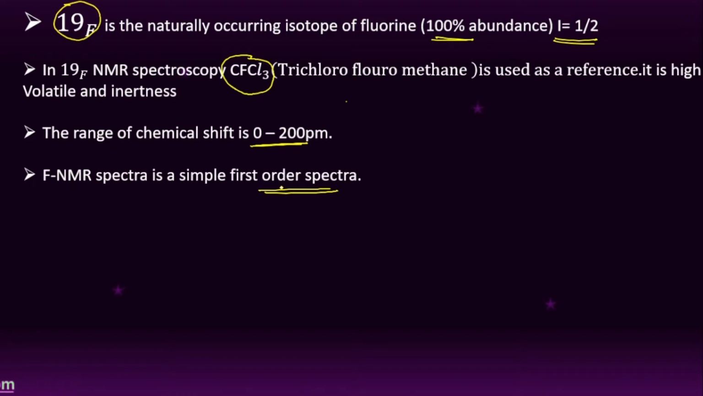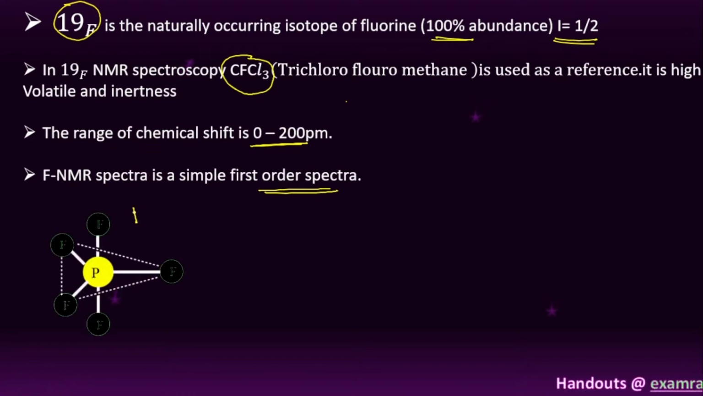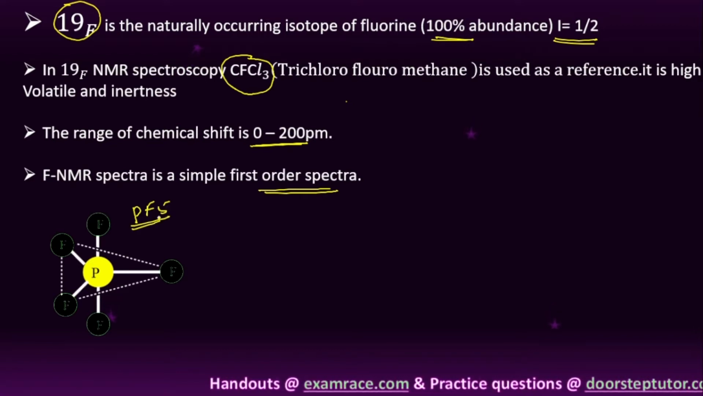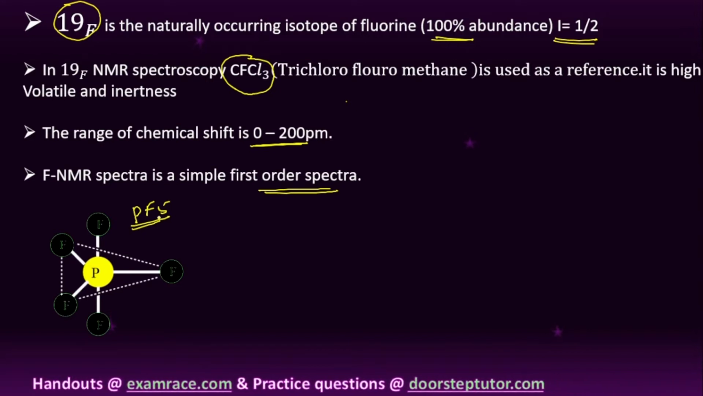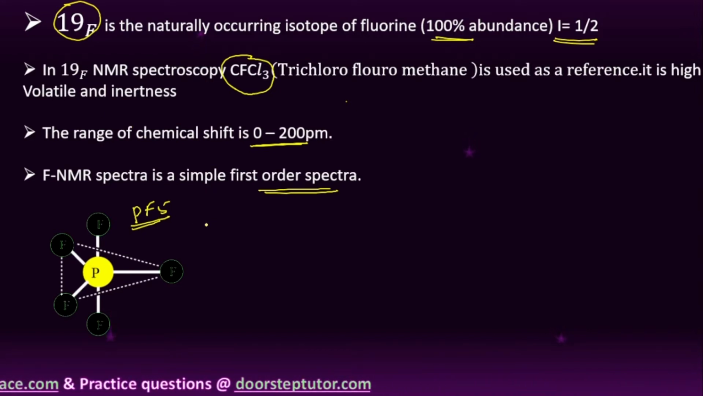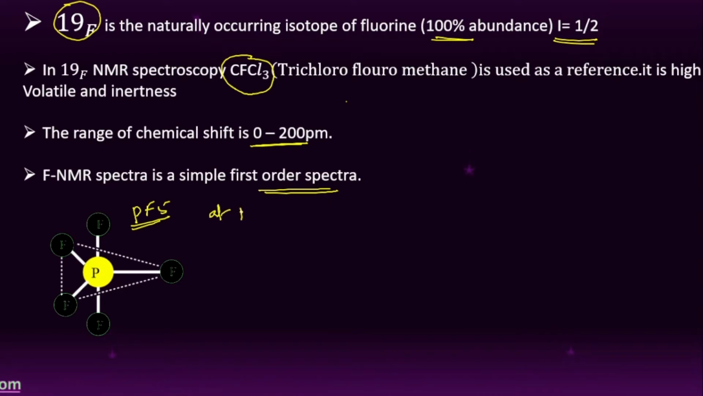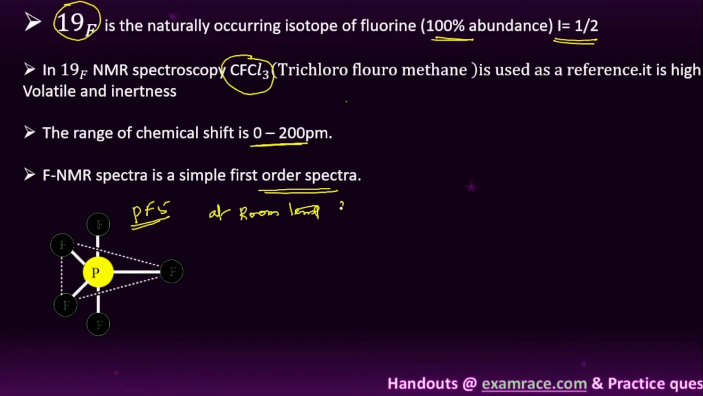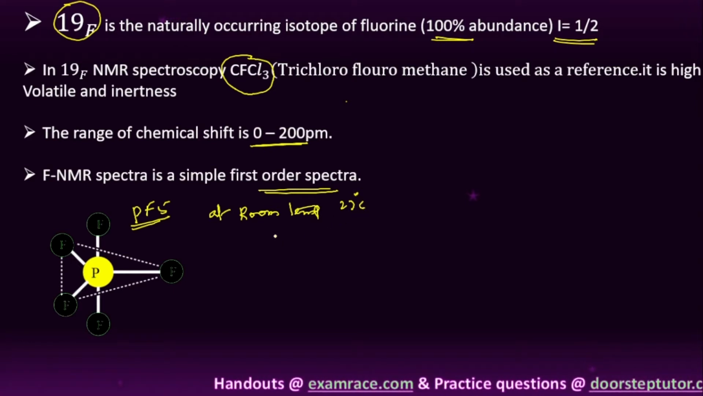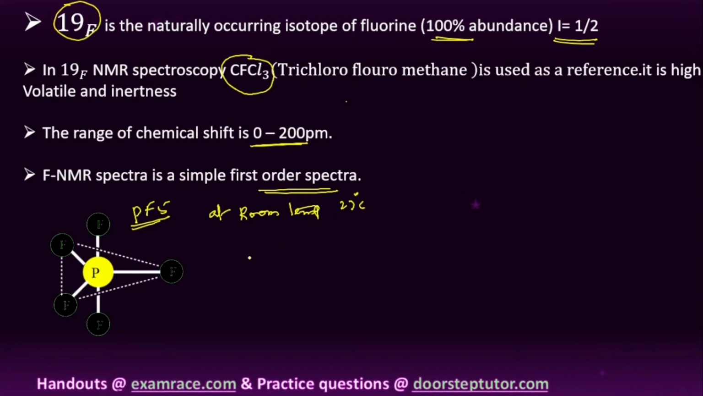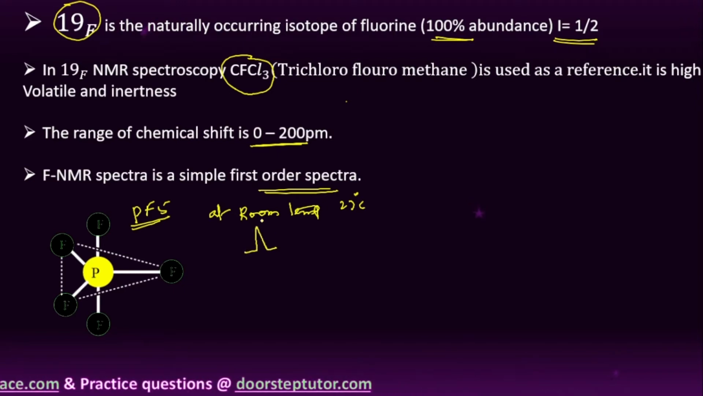So we will move to the example, students. This is the PF5 molecule, phosphorus pentafluoride. Generally, what have we observed in this PF5 molecule? At room temperature, that means at 27 degrees, it gives only one signal in F19 NMR spectroscopy, but it is coupling with phosphorus.